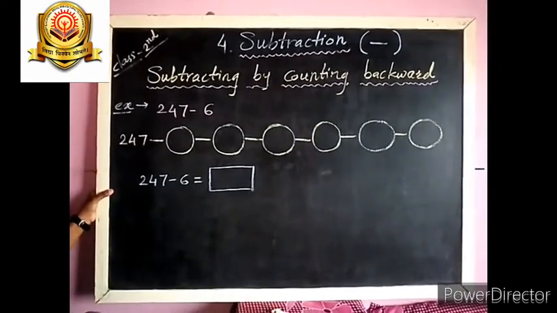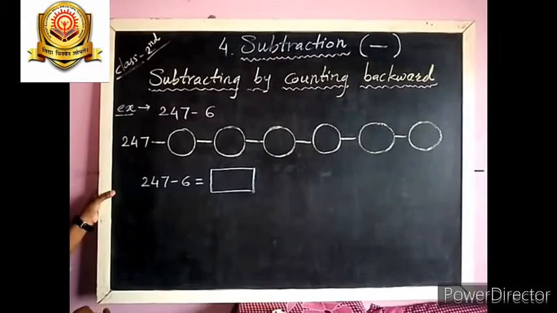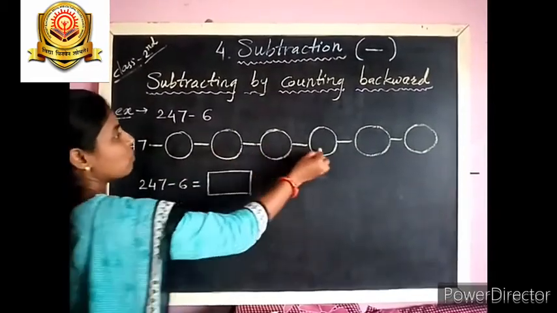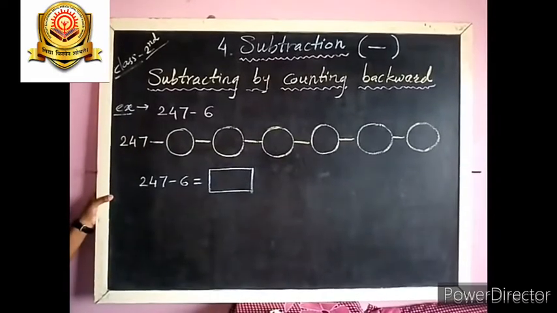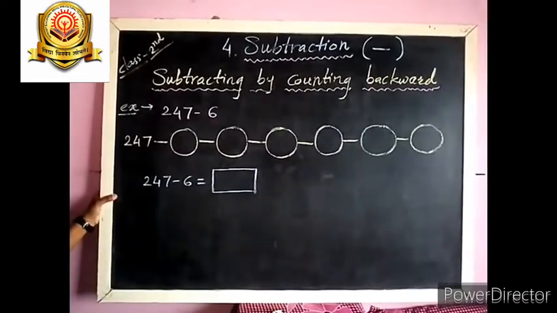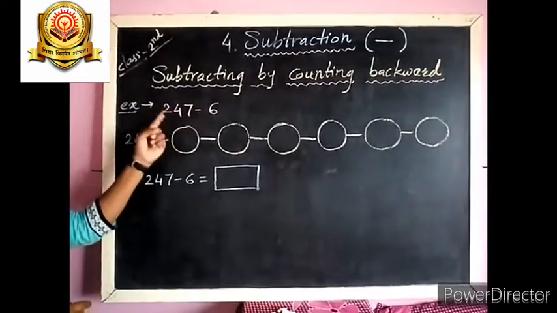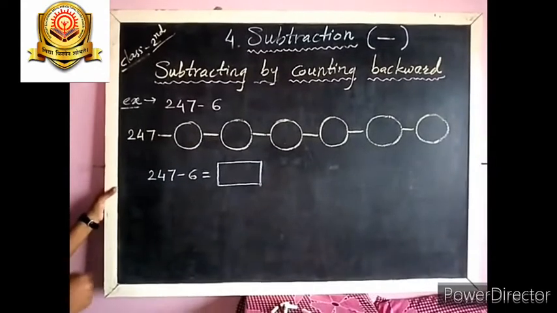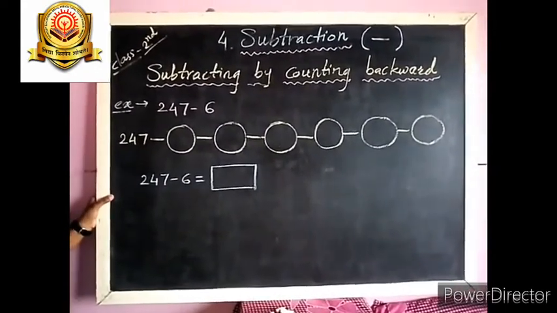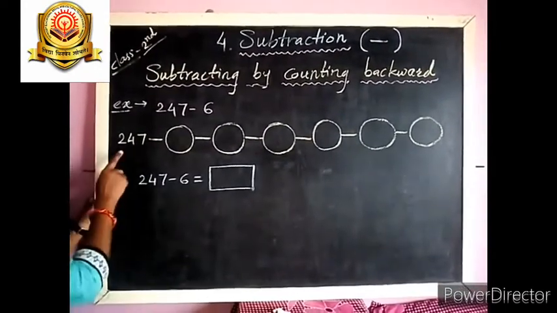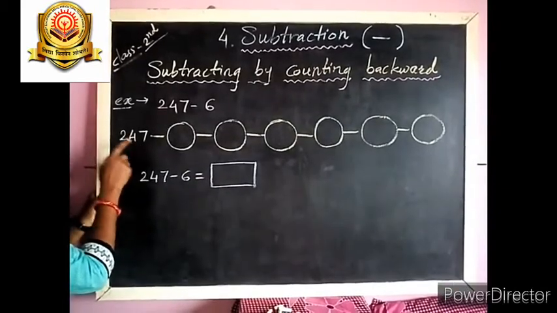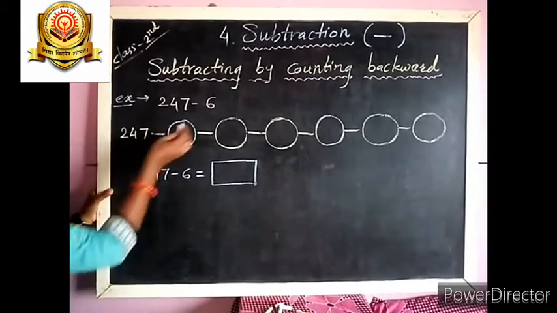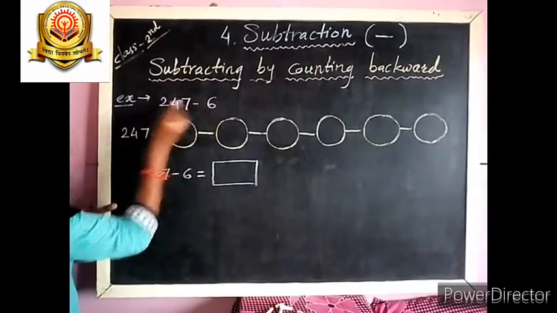By counting backward. Listen. Firstly, we have to draw 6 circles. 1, 2, 3, 4, 5, 6. Why 6 circles? Because we need to subtract 6 from 247. So, we draw 6 circles. Now, count backward from 247, 6 times. Students, why 6 times? Because we have to subtract 6.